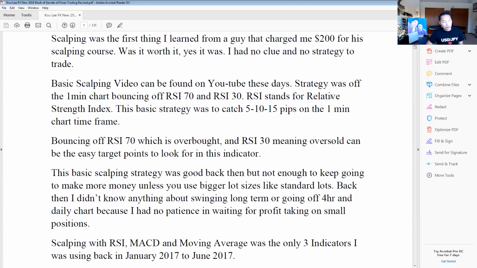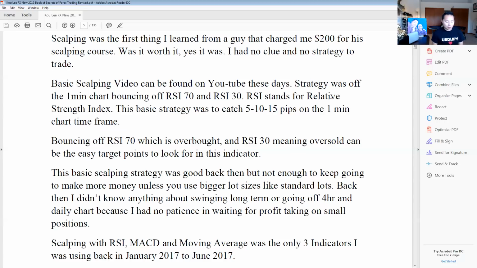basically, like I said, you can find videos on scalping on YouTube. What I was taught was to scalp off the RSI using 70 and 30. You don't have to use it, but that's what's called the relative strength index. And your target is 5, 10, 15 pips on the 1 minute chart. That's what I was taught back then.